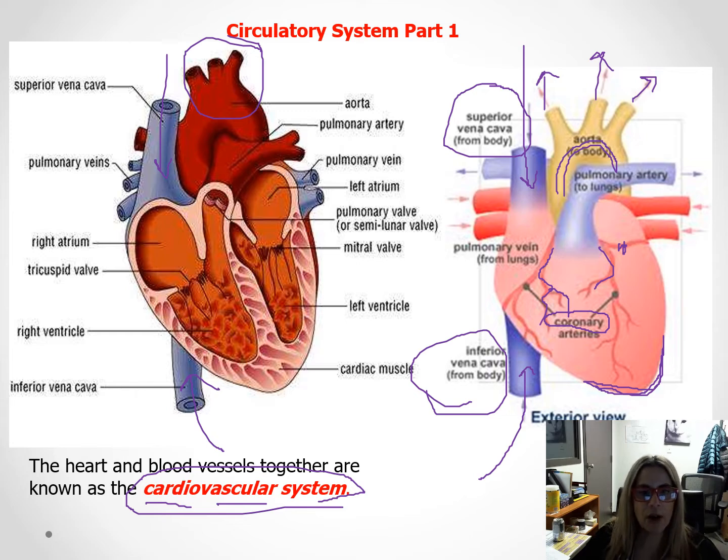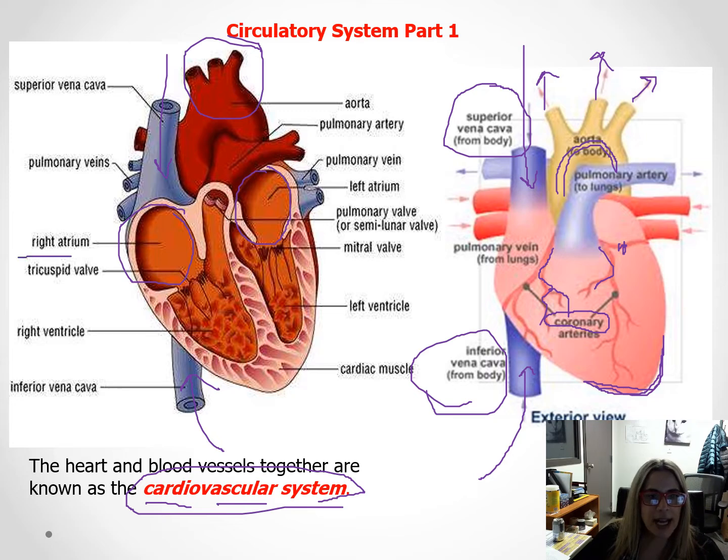Now the interior of our heart consists of 4 chambers. The chambers at the top are smaller and thinner walled, and those are called the atria. And remember what I said, the vena cava is always on the right side of the heart.